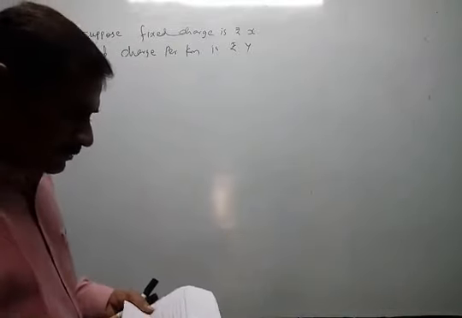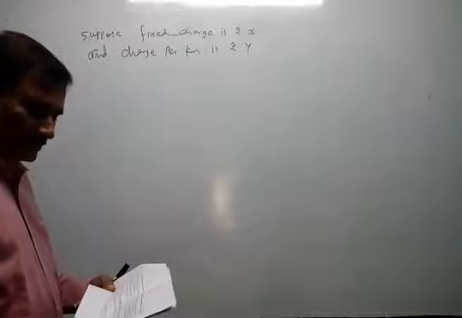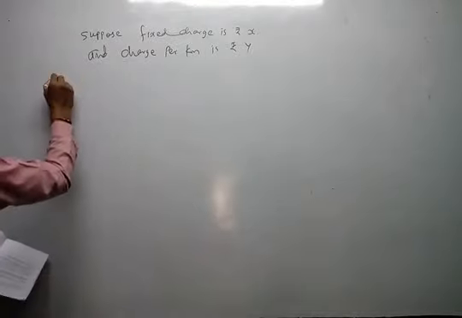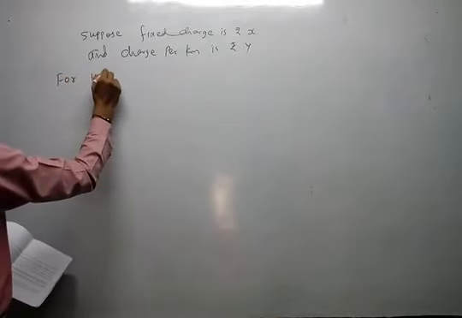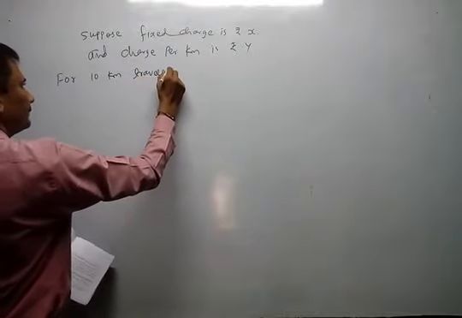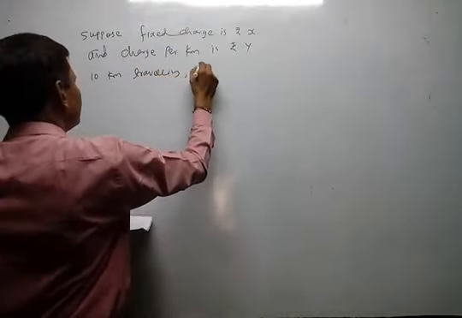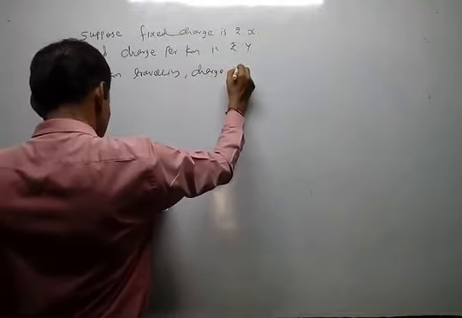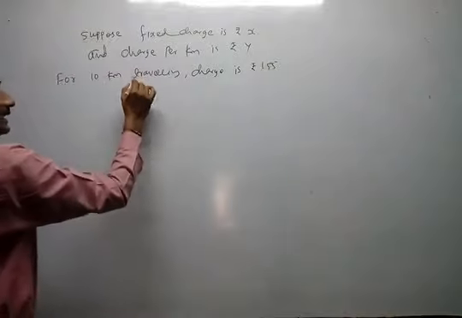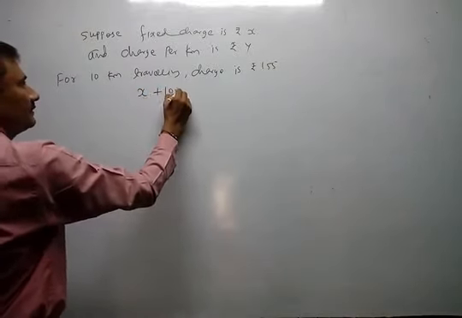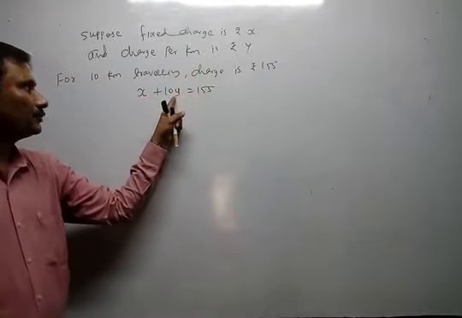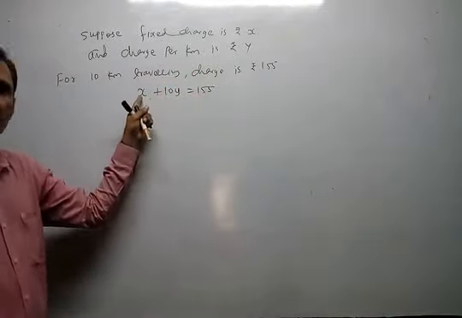Now the first one. For a distance of 10 km, rupees 105 is charged. So write down that statement in short. For 10 km traveling, the charge is rupees 105. So I can write x plus 10y equals 105. Just look, 1 kilometer is y rupees, so 10 kilometers is 10y, and x is fixed.